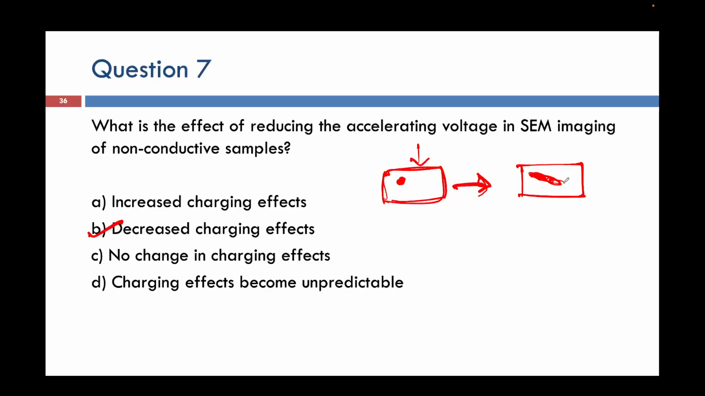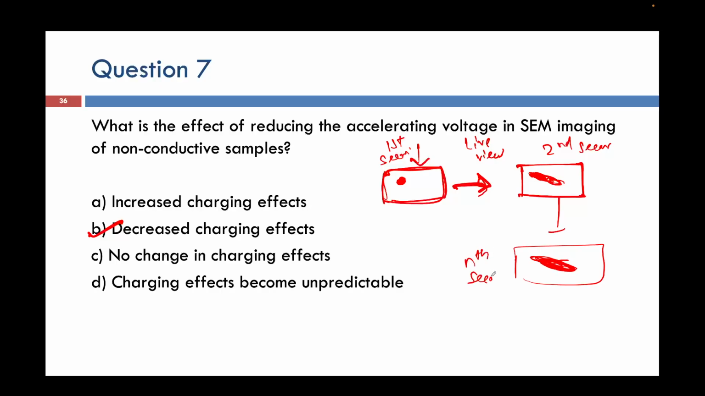I am talking about live view, not after taking the image. This is, let's say, the first second you are viewing, and this is the second. If you go further, it might look like this. This was a point in the first second; at the nth second you are viewing, it will further increase. So that is what charging is, and in that case we reduce the accelerating voltage.